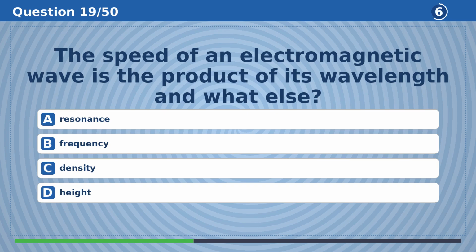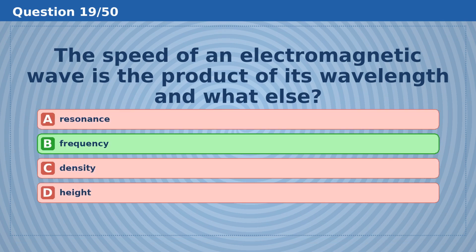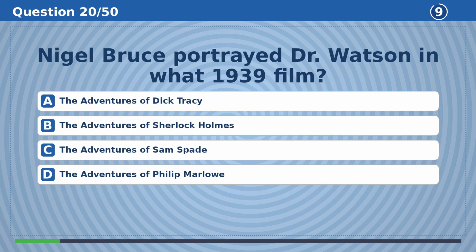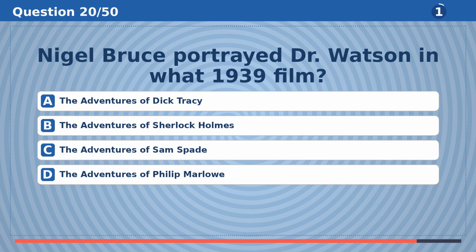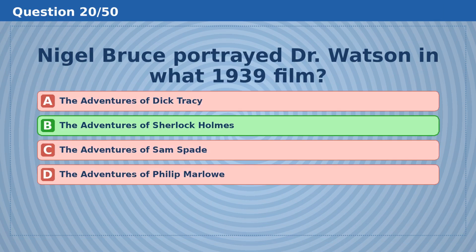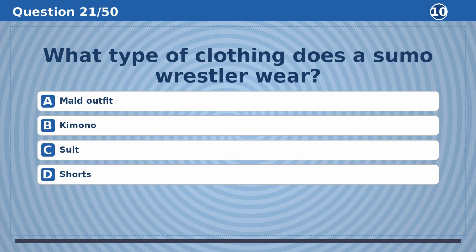The speed of an electromagnetic wave is the product of its wavelength and what else? The answer is B, frequency. Nigel Bruce portrayed Dr. Watson in what 1939 film? The answer is B, The Adventures of Sherlock Holmes.